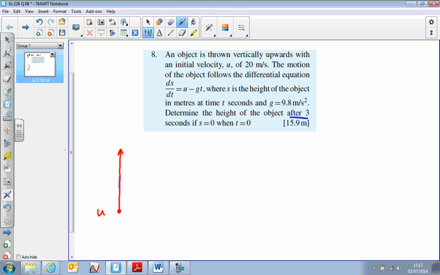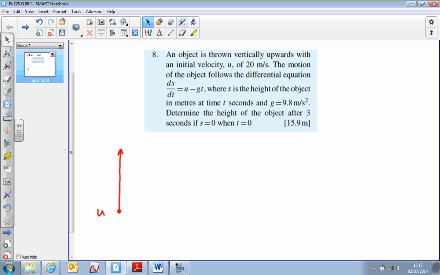So we've got to come up with a particular solution to this differential equation. It is a differential equation because it's got a differential in it and an equal sign. So first of all, we've got to solve that differential equation, get the particular solution because we need the constant, so that we can then put in our value for t and work out how high it is. So we're after a formula of s equals something. So we've got to solve this differential equation to get s equals something.